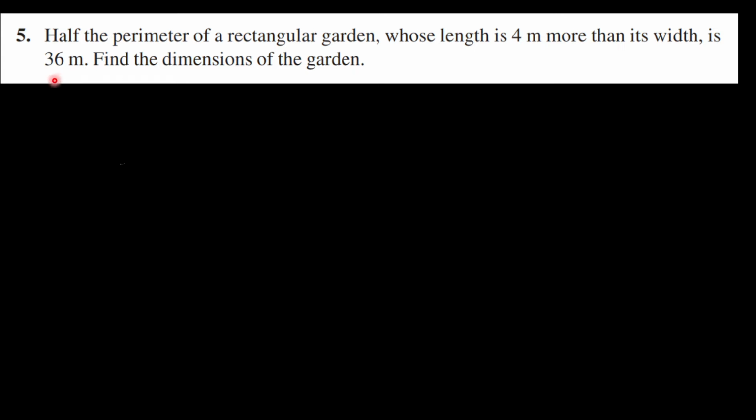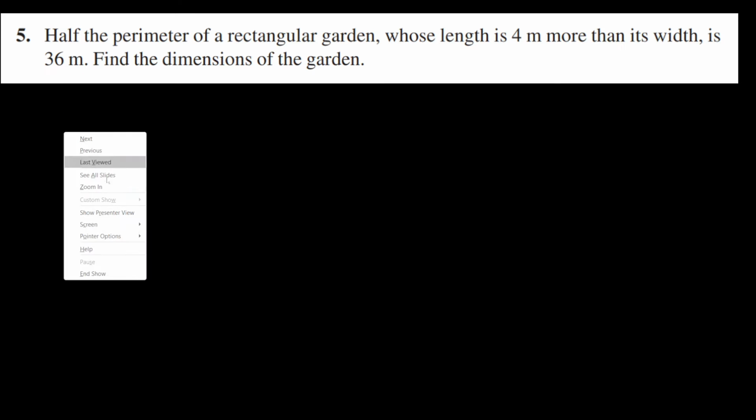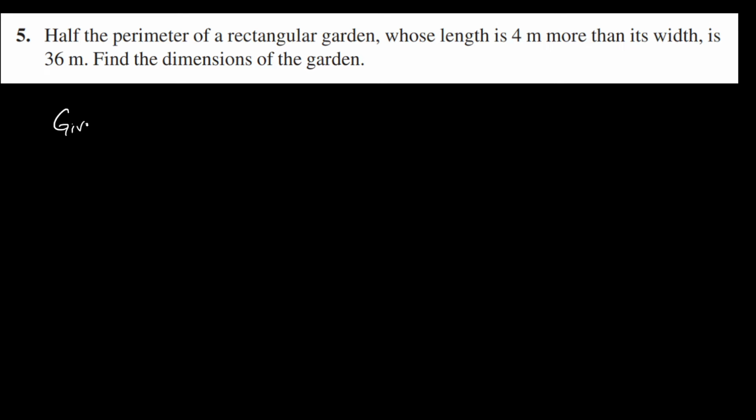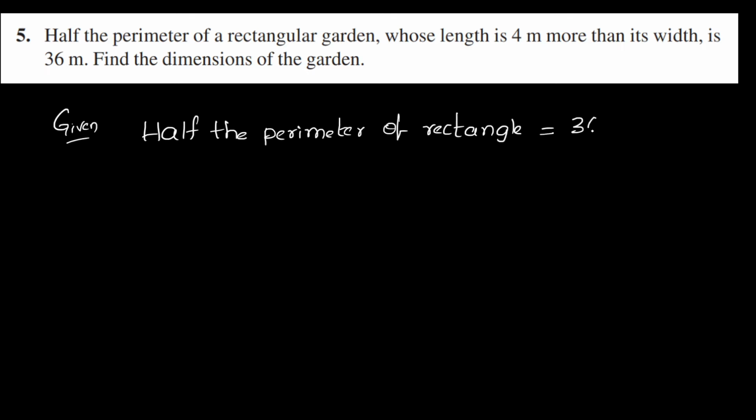Do you understand what is given? Half the perimeter of a rectangle is 36. Half the perimeter of a rectangle whose length is 4 meters more than width is 36. So this sentence ends here. Half the perimeter is given as 36. Given: half the perimeter of the rectangle is equal to 36 meters.